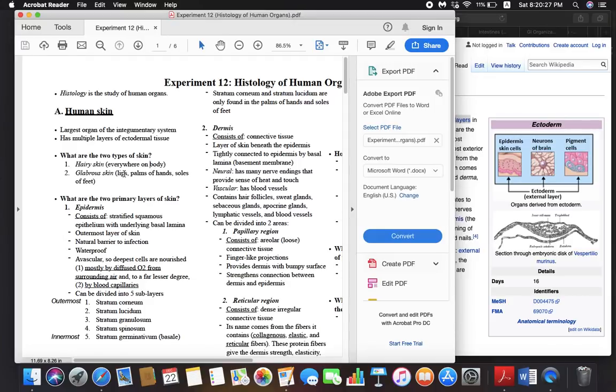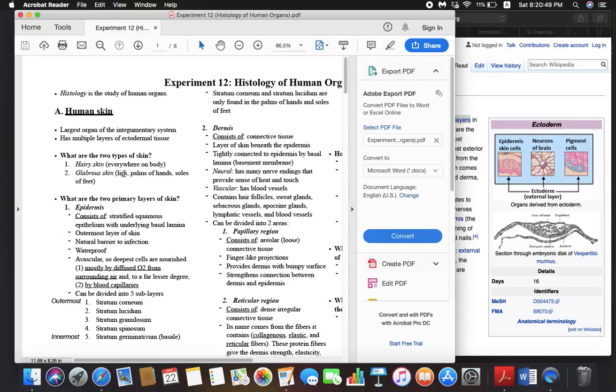So we need to know what the 2 types of human skin are. We have hairy skin, which is found everywhere on the body where we have hair follicles, and glabrous skin, which is areas of the skin in which hair does not grow, such as the skin of our lips, the palms of our hands, and the soles of our feet. Now, we're going to talk about the skin itself.